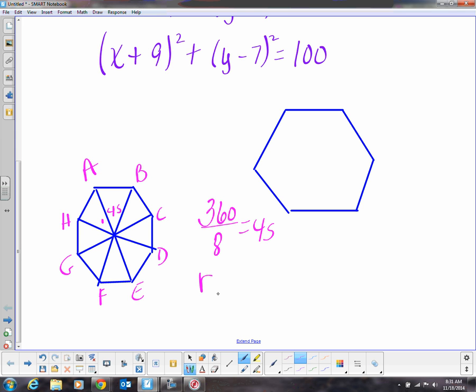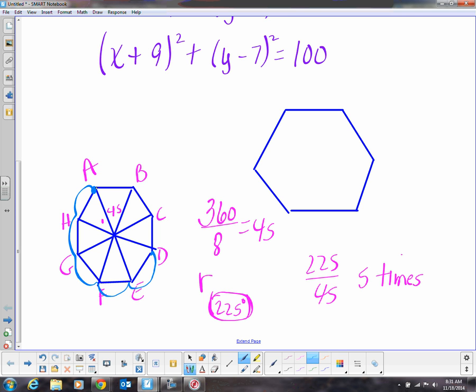So if I want to do a rotation of 225 degrees, I need to know how many times 45 is in 225. 225 divided by 45 means 5 times. Now, it is a positive 225. Which direction do you go? Counterclockwise. So there's 1, 2, 3, 4, 5. Oh, wait a minute. That's not correct. I asked you about point B. So you've got to pay attention to what point I've given you. 1, 2, 3, 4, 5. Where will B land? On E.